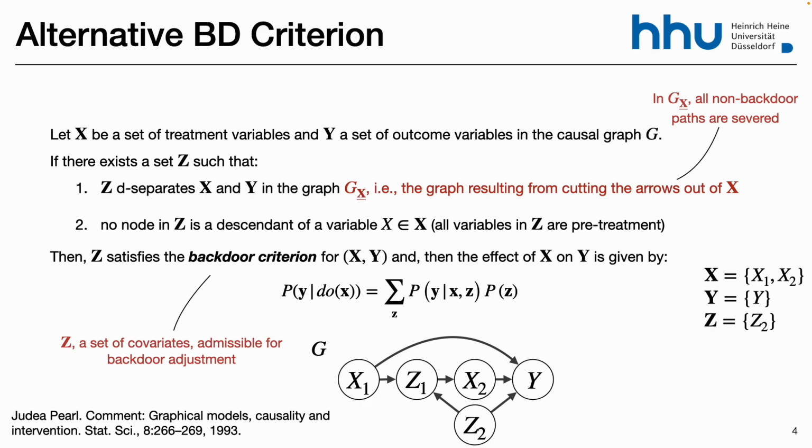So how can you apply the condition now? We first compute G X underline. I don't understand. You take away all the arrows that come out of X, right? But then there are no descendants of X, right?